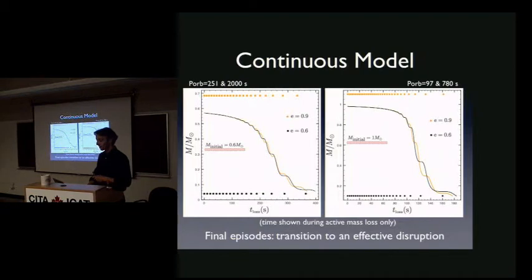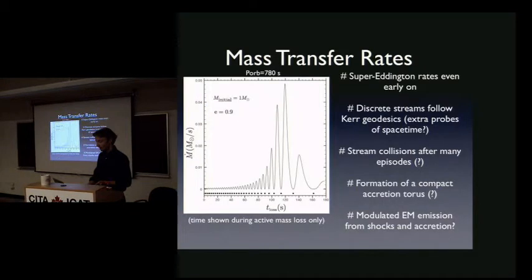This is a continuous model. I'll skip that. We can estimate the typical mass transfer rate during the mass transfer phase, the rate at which mass is passed onto the black hole. Very quickly in this model it becomes super-Eddington. So then you can wonder what happens to this stream. You have these discrete streams of mass that will probably follow geodesics in first approximation. Will they collide with each other? That might depend on the spin and the relativistic geometry.